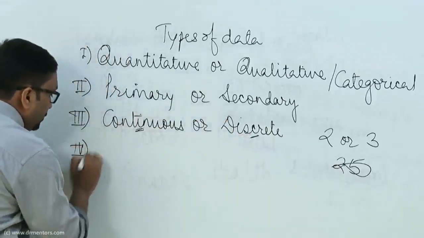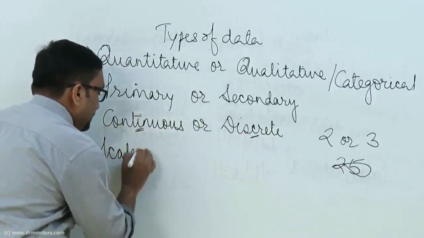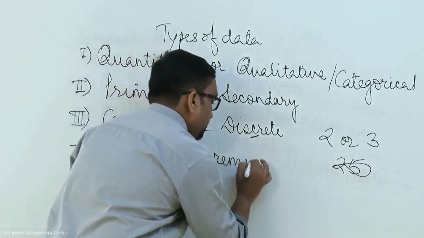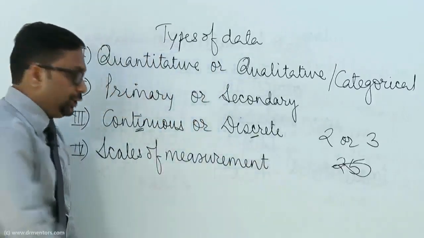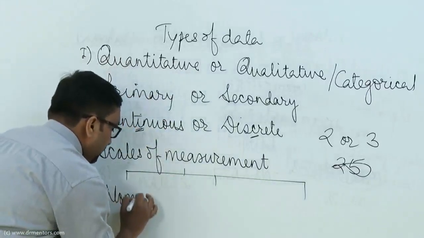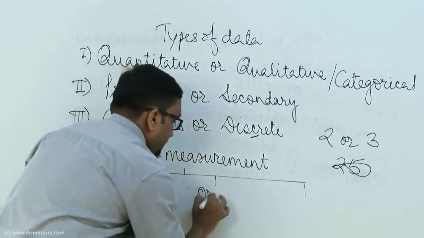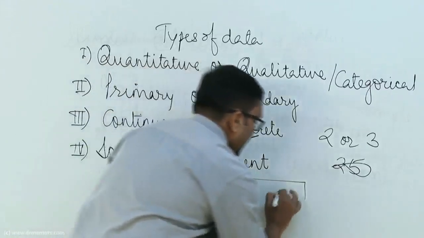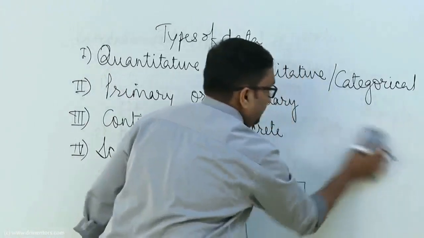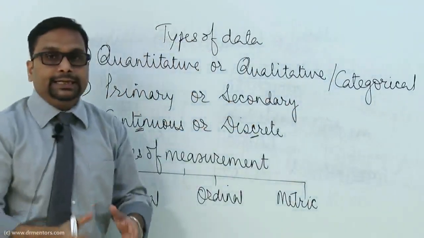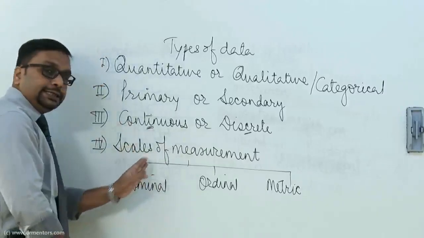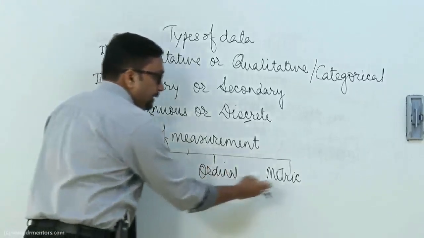Now the fourth classification of data is also known as scales of measurement. According to this classification, there are 3 scales which are commonly used, and they are nominal scale, ordinal scale, and metric scale. Now what do you understand by nominal, ordinal, and metric? That we will see in the next part. So according to this fourth classification, there are 3 scales of measurement: nominal, ordinal, and metric.